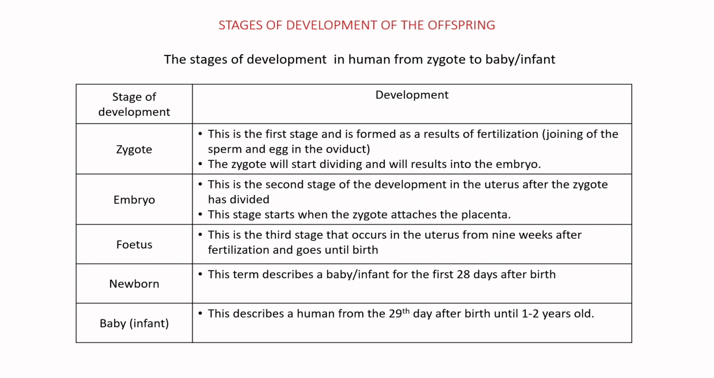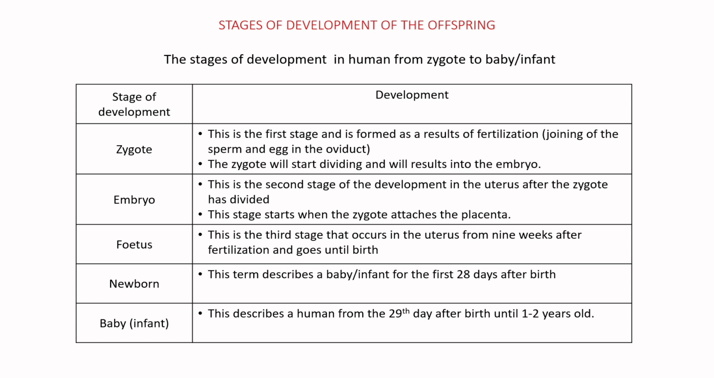Stages of development of the offspring. This question is very important. It comes up in exams very much. They'll arrange these words randomly. They'll start with embryo, they'll start with newborn, then maybe zygote will be there at the end, and then they'll ask you to arrange these words in order. So you can't say you start with the embryo. No, we start with the zygote, and so on. So that's what we are looking at in this unit.